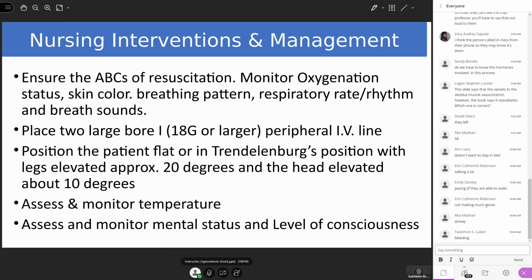And of course, assess and monitor mental status and level of consciousness. That's a very big indicator. If they become more restless, more confused, that perhaps the oxygen is not perfusing well enough to their brain.